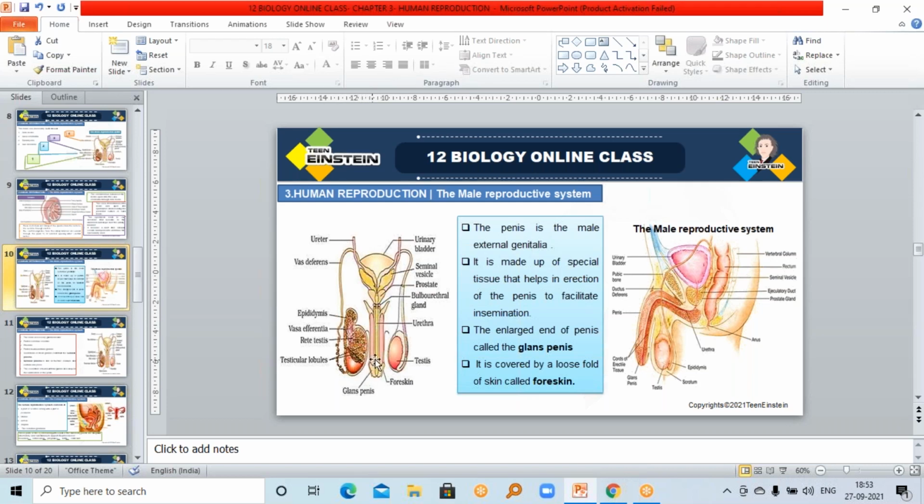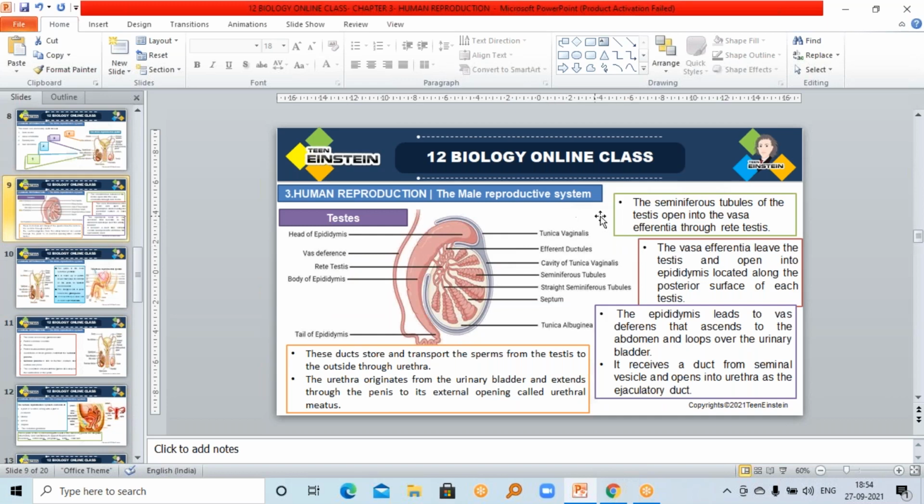So, from where does this urethra originate? The urethra originates from the urinary bladder. Here you can see this is the urinary bladder, and the urethra originates from the urinary bladder and extends through the penis, and that external opening is called the urethral meatus. Okay. So here the penis is the male external genitalia.